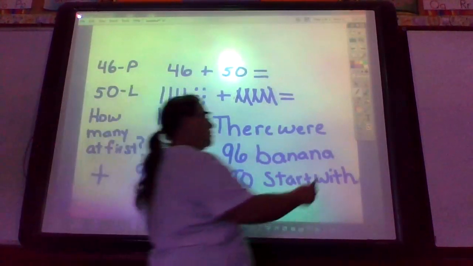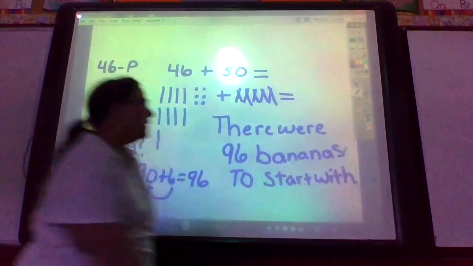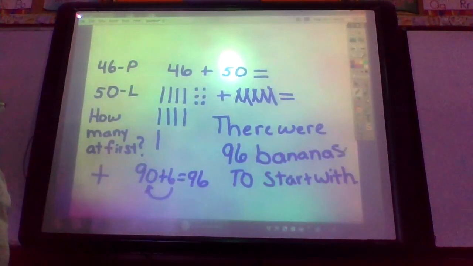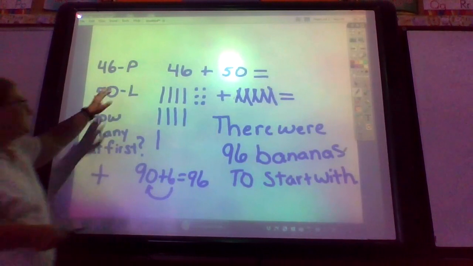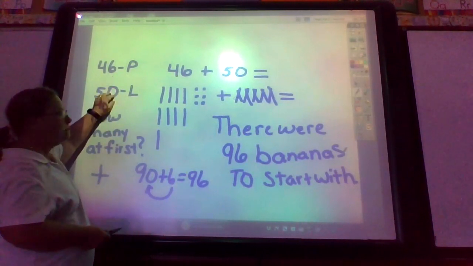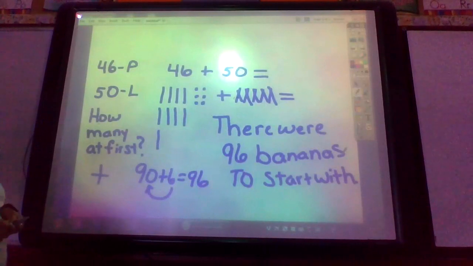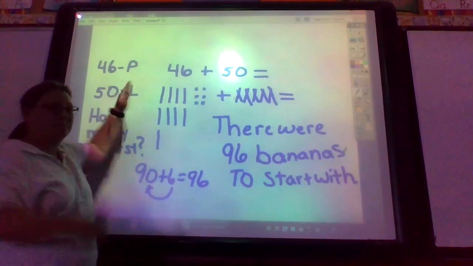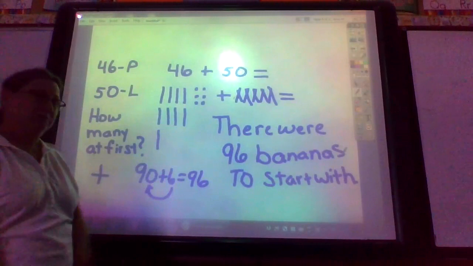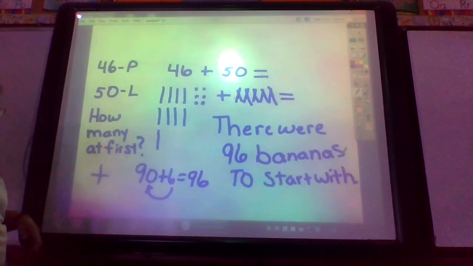Oh, I got to have more than one banana. There were 96 bananas to start with. So, that's how many bananas were on the tree. Okay? We had to add those two numbers together because he picked 46. There was 50 left on the tree. So we needed to know how many was on the tree before he started picking, which means we needed to have a bigger number than this one. If we would have done it with tape, we would have had a rough number.